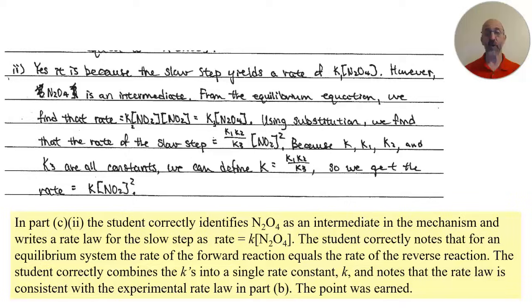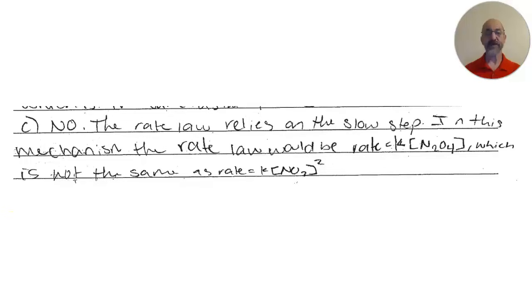And now I'm going to show you a couple of student responses that did not earn the point. So this student actually disagrees and says, no, for mechanism 2, the rate law relies on the slow step, and they stop basically saying that it doesn't work because rate equals k times the concentration of N2O4, and they say that's not the same as the rate law that was written in part B.